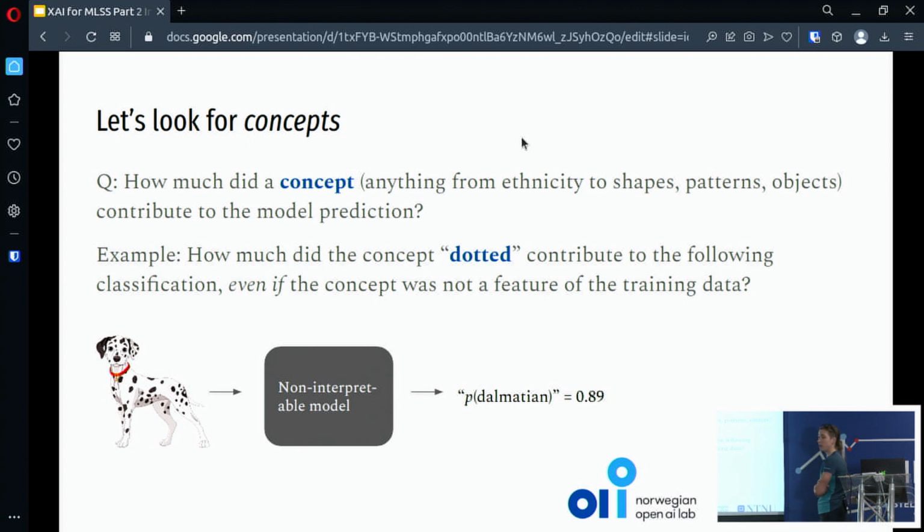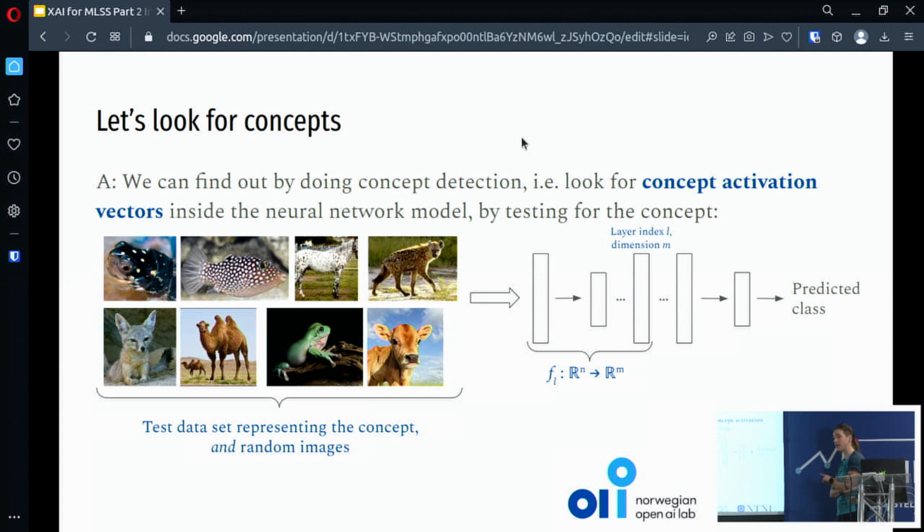So a question that I could, for instance, ask is, okay, so I have this dog here, a Dalmatian, that goes into a non-interpretable model, so it can be a CNN, and I can ask, how much did the concept or the pattern dotted influence the prediction? Was it important for the model that this dog is spotty, that it has dots? Right? So how can I do that? How can I find out whether the spotted pattern of the dog was important for the classification that the model did?